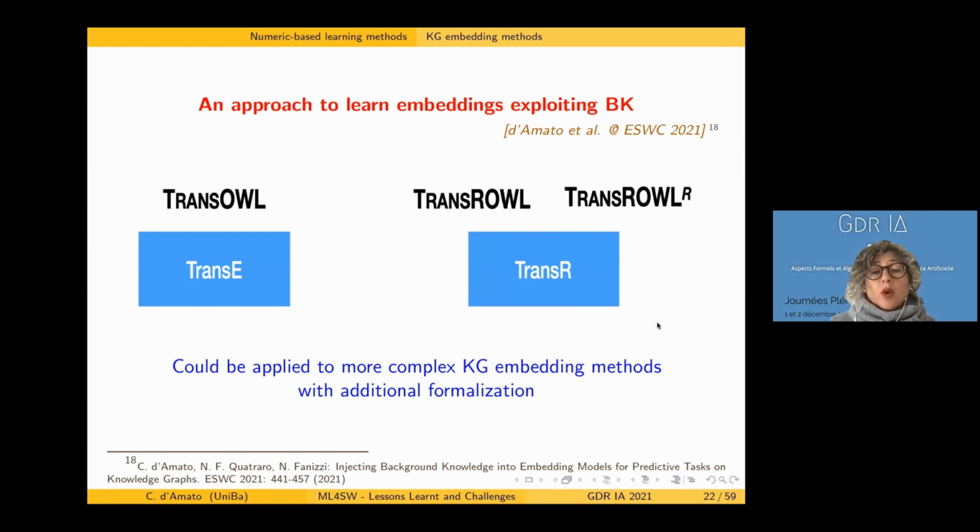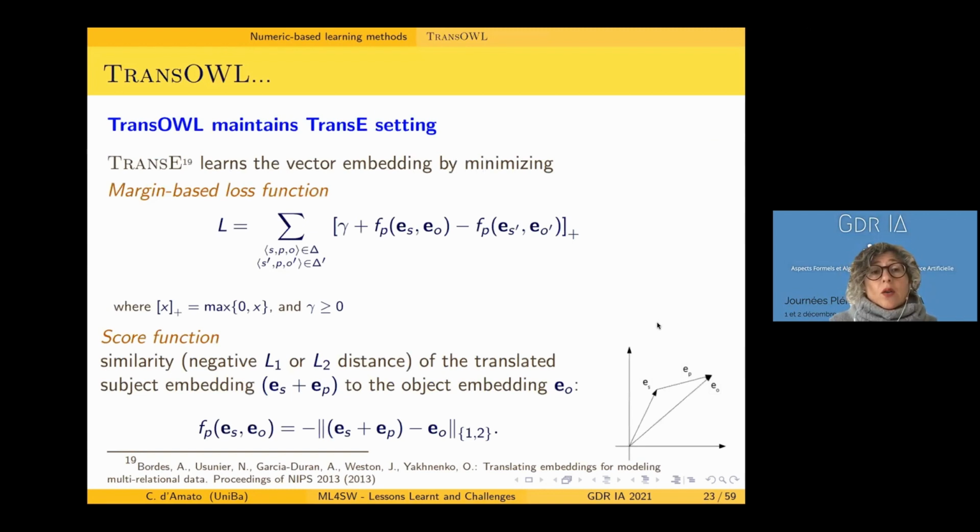It is important to highlight that this framework can somehow be applied to more complex knowledge graph embedding methods, but it requires additional formalization if more complex embedding methods are taken into account. So let's start with TransAul, which uses TransE as a base model.